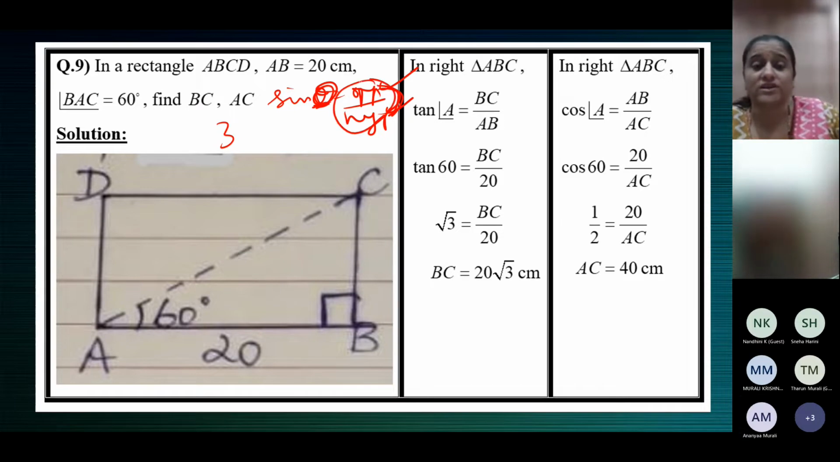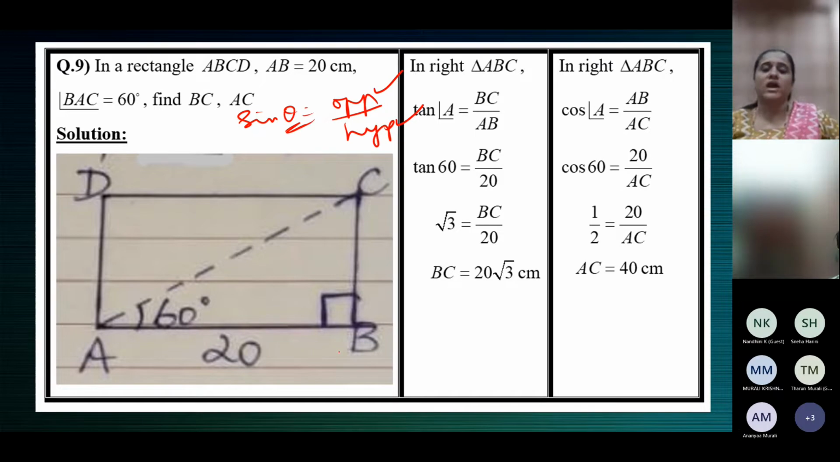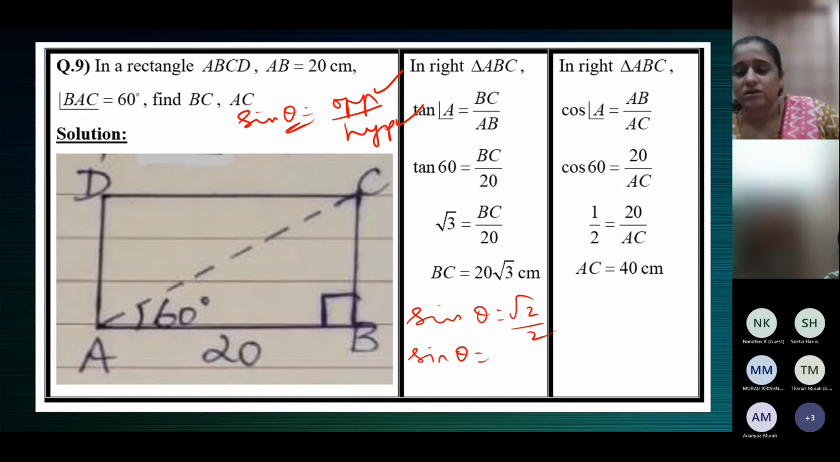You may also know these two sides, then you can find the angle. Supposing in sin theta is equal to opposite by hypotenuse, if you know the opposite side and the hypotenuse, then you can find theta. You can find the angle. Supposing sin theta is equal to, say you get √2 by 2. I'm just giving an example. How do you simplify √2 by 2? 2 is √2 into √2. So they get cancelled, 1 by √2.